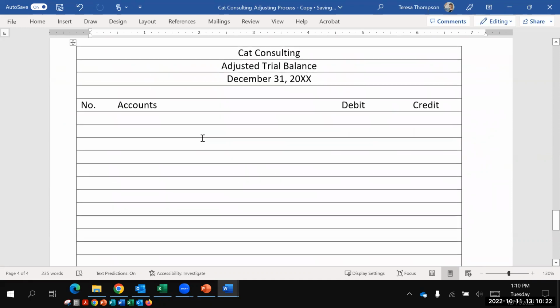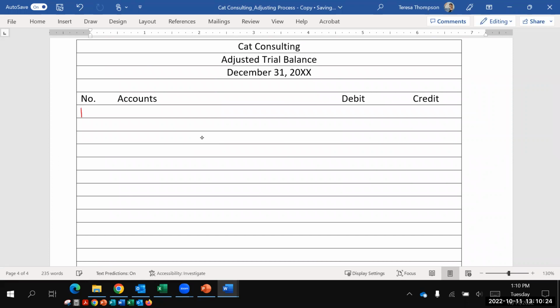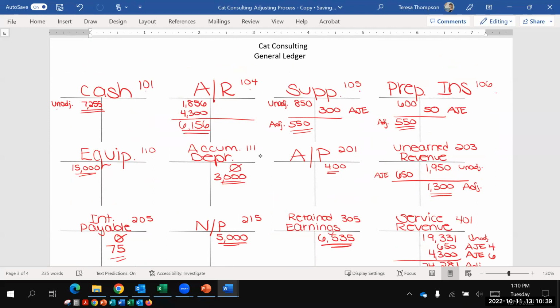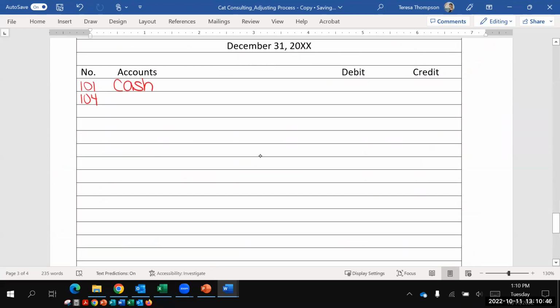So go ahead and write down all of your accounts here in the order of their chart of accounts number. Okay, and then bring forward your ending balance. Let me do cash first to show you. So cash is account 101. You can go back to your T account. The balance is 7,255 on the debit side. Okay, so in the debit column, it's going to be 7,255. Dollar sign on that first number of each column.